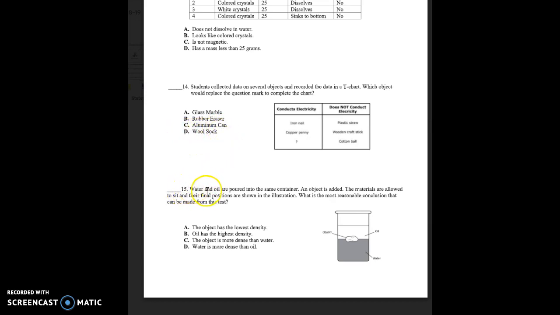Number 15. Water and oil are poured into the same container. An object is added. The materials are allowed to sit and their final positions are shown in the illustration. What is the most reasonable conclusion that can be made from this test? A. The object has the lowest density. B. Oil has the greatest density. C. The object is more dense than water. D. Water is more dense than oil.